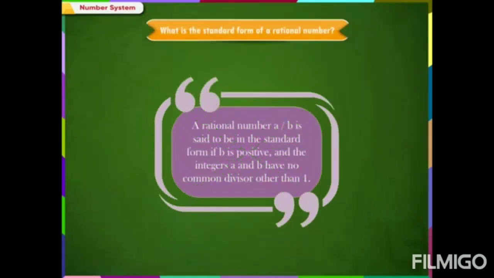What is the standard form of a rational number? A rational number a by b is said to be in the standard form if b is positive and the integers a and b have no common divisor other than 1. For example, the rational number minus 2 by 5 is in standard form.